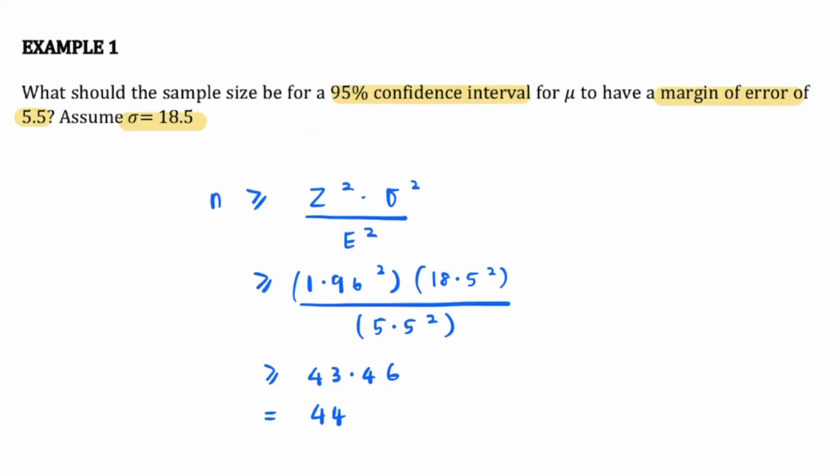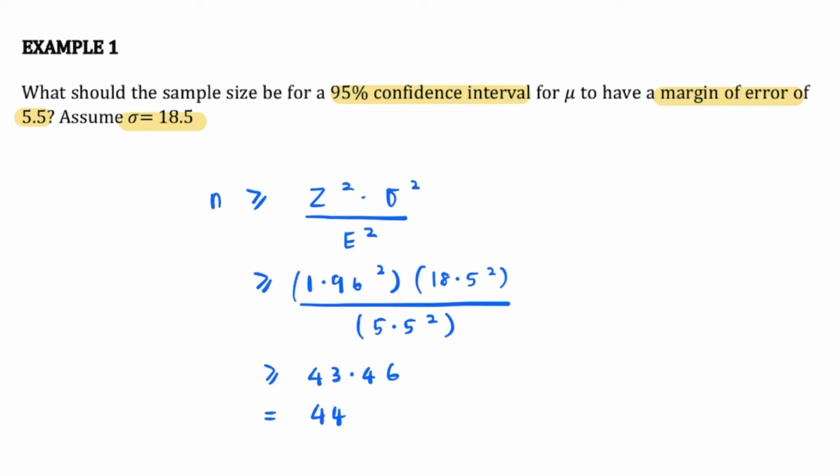And then you have the note here: always round up to the nearest whole number. Okay, look at example number 1. What should the sample size be for a 95% confidence interval for mean to have a margin of error of 5.5? Assume your sigma is 18.5.